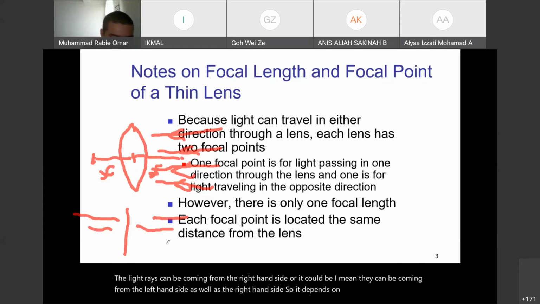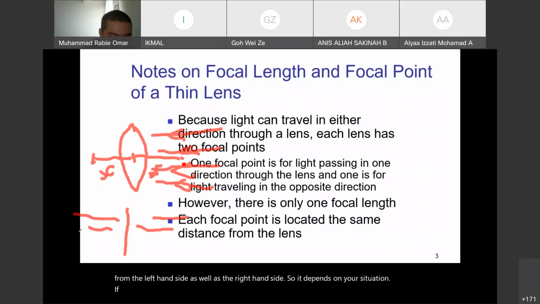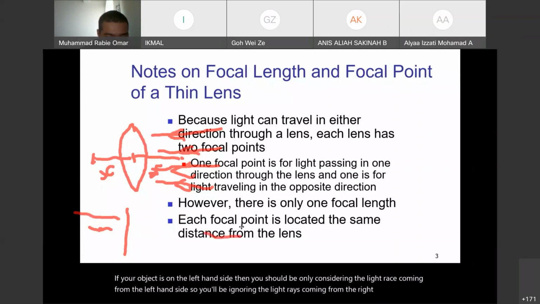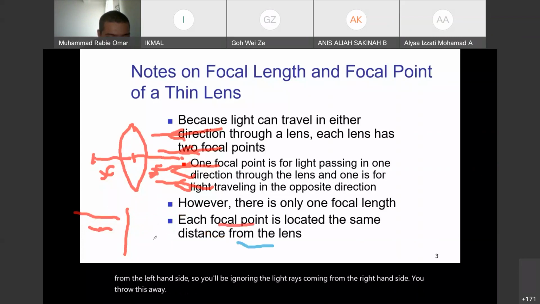If your object is on the left hand side, then you should be only considering the light rays coming from the left hand side. So you'll be ignoring the light rays coming from the right hand side. You throw this away. And then your focal point will be depending on the rays here. Okay.